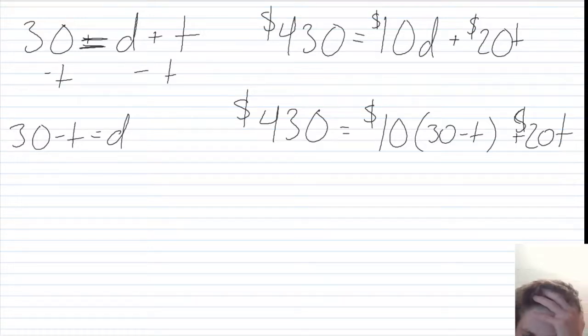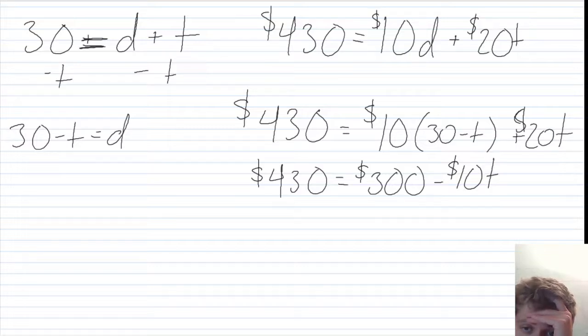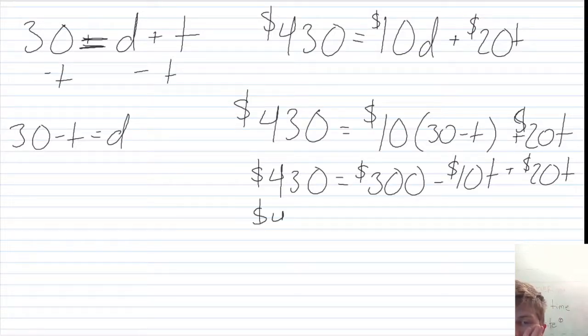So simplify the right, because there's nothing we can do on the left. Distribute the 10. What's $10 times 30? $300. Another way you could ask that is, if I had 30 $10 bills, how much money would I have? What's $10 times negative T? Negative 10T dollars. And then we didn't touch this 20T over here, so it keeps. All right, simplify the right still. We've got 300 minus 10T plus 20T. What's minus 10T plus 20T? That is 10T.